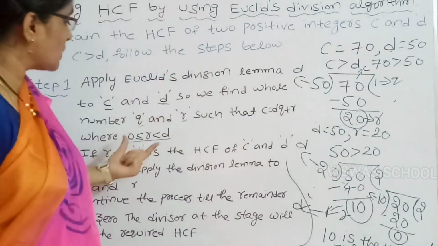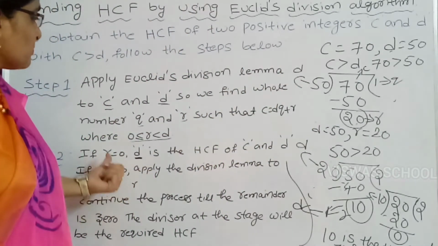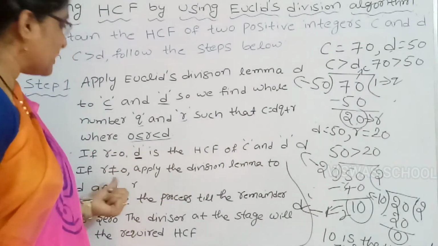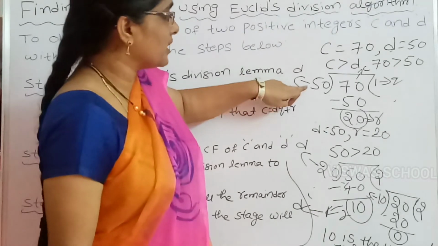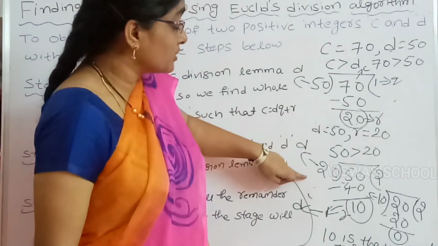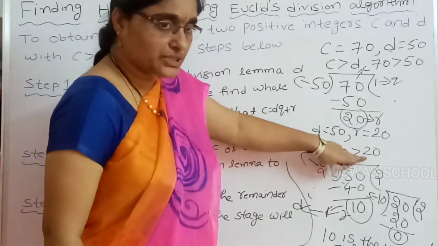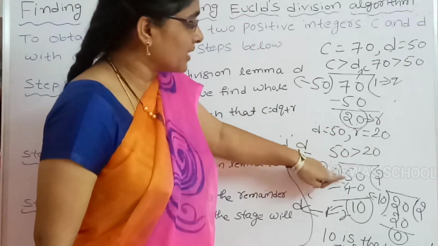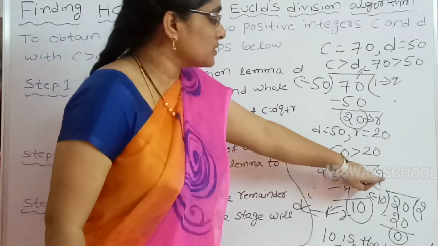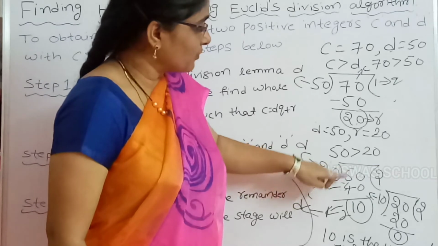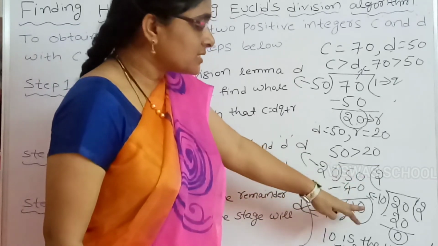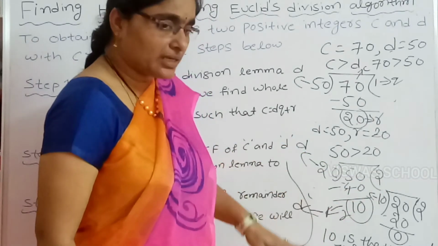For continuing the process, what is the next step here? If R is not equal to 0, apply the division lemma to D and R. Here the value of D is 50 and R is 20. When we are continuing the process, here 50 is greater than 20. That's why we are taking 50 as dividend. That is, we are dividing 50 with 20. 20 twos are how much? 40. Now 50 minus 40 equals how much? 10.